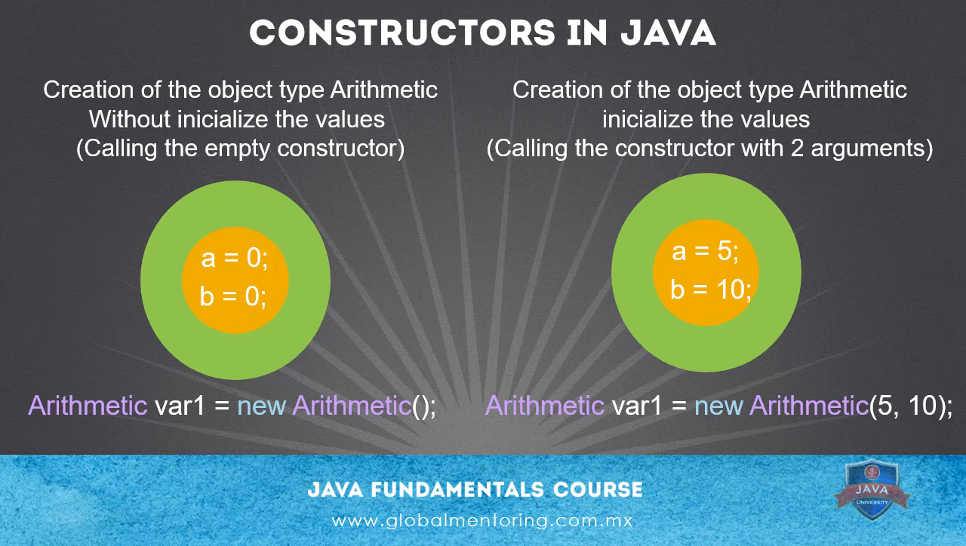On the other hand, we create an arithmetic object but with initial values from the moment we are creating the respective object. So we are sending the values of 5 and 10 respectively. And therefore, we can take these values to initialize the attributes of our classes.